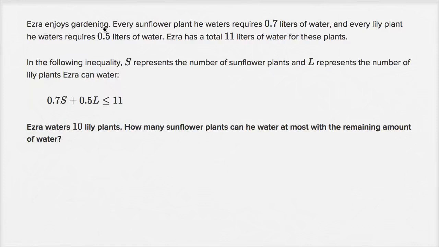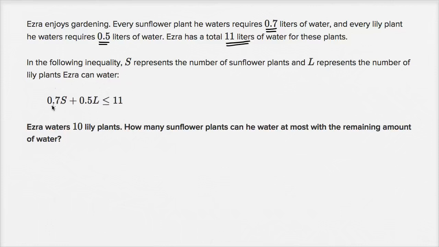Ezra enjoys gardening. Every sunflower plant he waters requires 0.7 liters of water, and every lily plant he waters requires 0.5 liters of water. Ezra has a total of 11 liters of water for these plants. In the following inequality, S represents the number of sunflower plants, and L represents the number of lily plants Ezra can water. See if this makes sense.